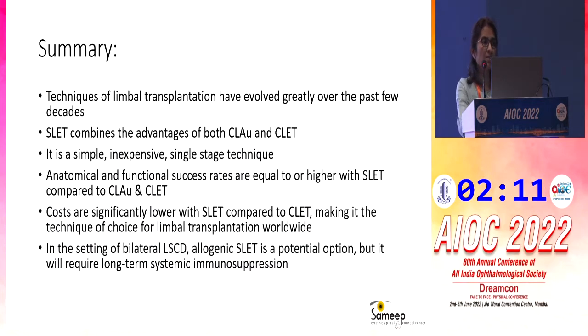To summarize, techniques of limbal transplantation have evolved greatly over past few decades. SLET combines the advantages of both conjunctival limbal autograft and cultivated limbal epithelial transplant. It is a simple, inexpensive, and single-stage procedure. Anatomical and functional success rates are equal or sometimes higher with SLET compared to conjunctival limbal autograft and CLET. The costs are significantly lower with SLET compared to CLET, making it the technique of choice for limbal transplantation almost globally. In the setting of bilateral limbal stem cell deficiency, allogenic SLET is a potential option, but that will require long-term systemic immunosuppression, which is not needed in unilateral injuries.